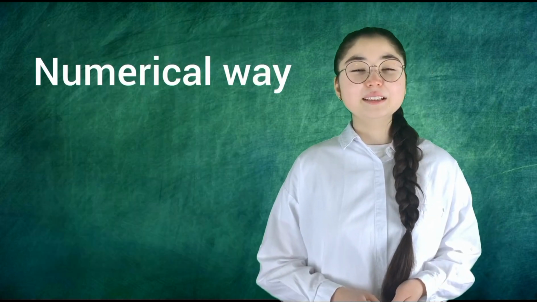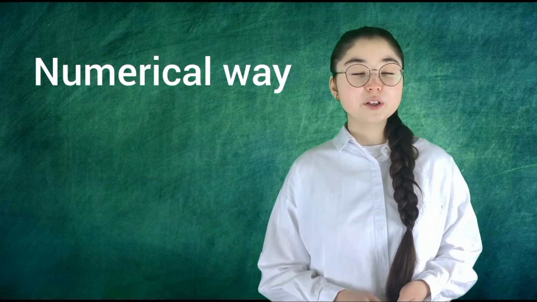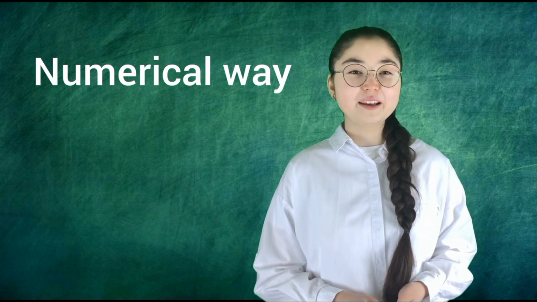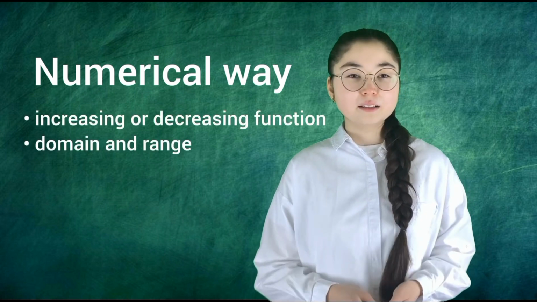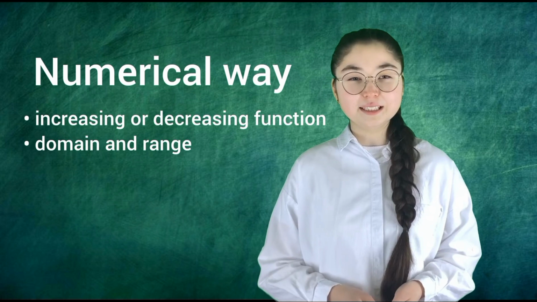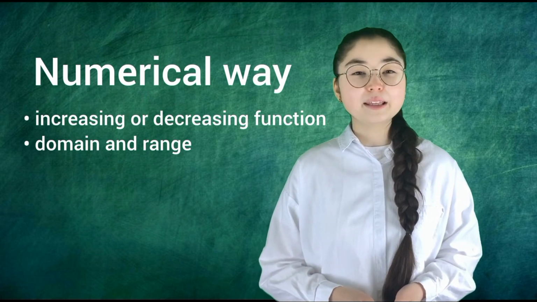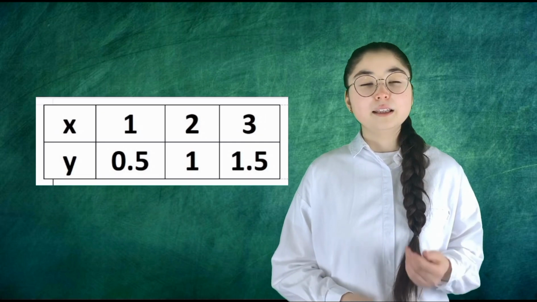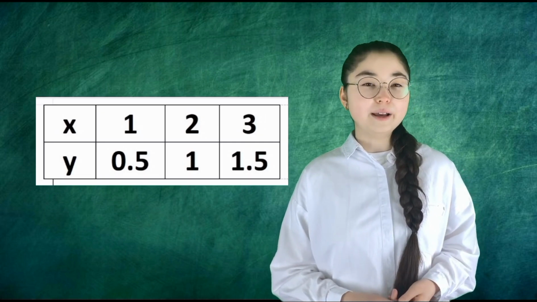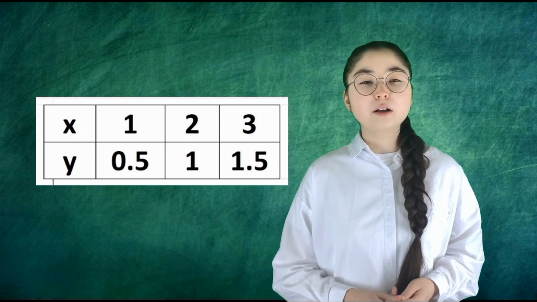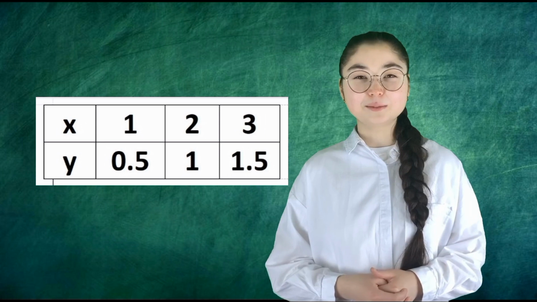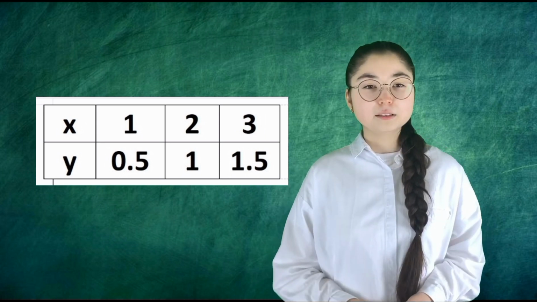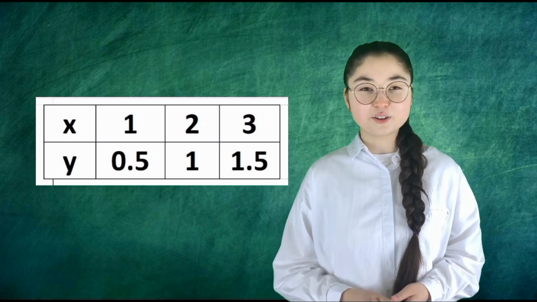The third way is the numerical way. In the numerical way, the function is given by a table. With the table, we can define whether the function is increasing or decreasing, and also find the domain and range of the function. For instance, in this table, for one value of x, there is a unique value of y. Also, there is the same sequence between the values, and we can call it a function.